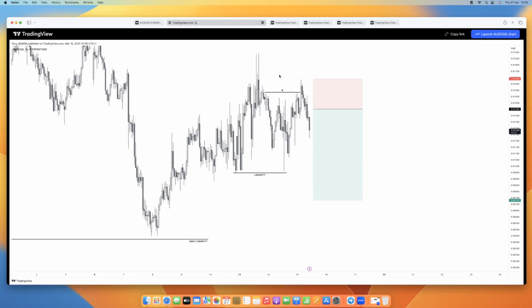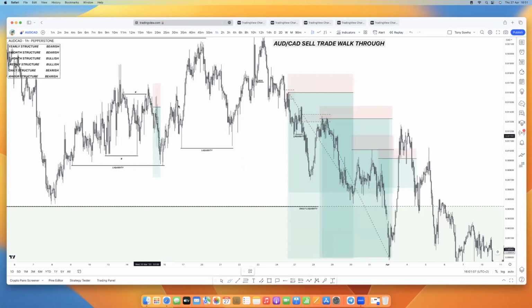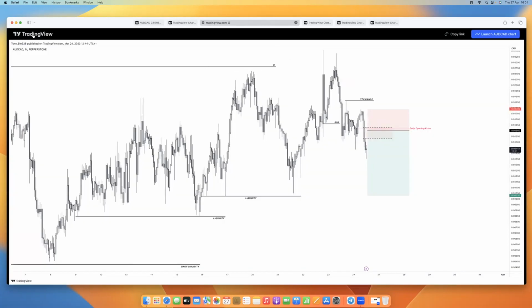So this was the first trading opportunity. As you can see, this is AUD card on the 1 hour time frame. Shout out to Pepperstone, my broker. On March 15, 2023, I had this entry, which is the first entry you can see here. And then the second entry was on March 24th. AUD card, this was another entry.